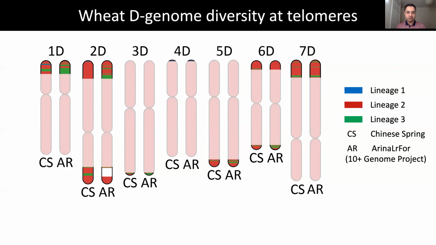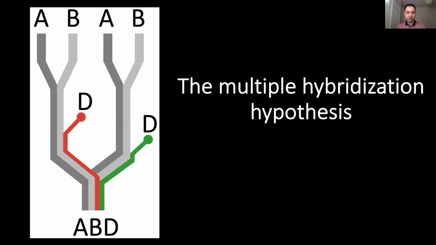To explain this, we propose the multiple hybridization hypothesis. According to this hypothesis, the extant wheat originated from the hybridization of tetraploid wheat with lineage 2 of Aegilops tauschii. At some later time, another hybridization event between the tetraploid wheat and the lineage 3 took place. The 2 streams then recombined to give rise to the existing hexaploid wheat, having the varying admixture of different Aegilops tauschii lineages.